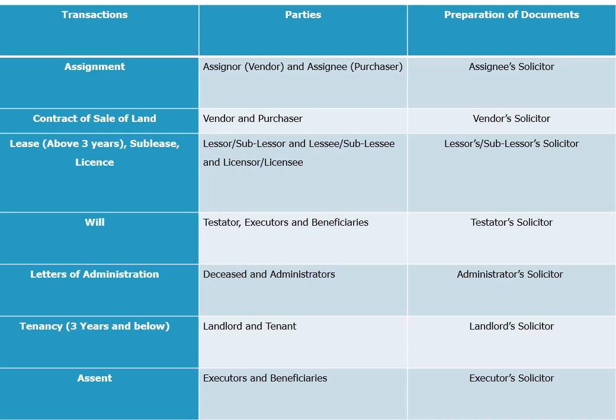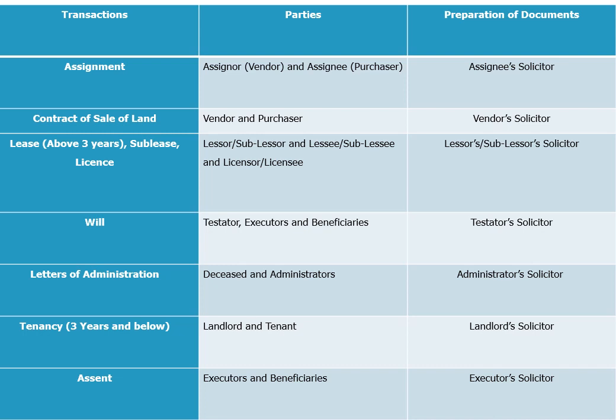For a lease, sublease, or license, parties are lessor, sublessor, and lessee, sublessee, and licensor, licensee. Lessor, sublessor solicitor prepares the legal documents. For a will, parties are the testator, executors, and beneficiaries. The testator's solicitor prepares the legal document. For letters of administration, parties are the deceased and administrators. The administrator's solicitor prepares the document.